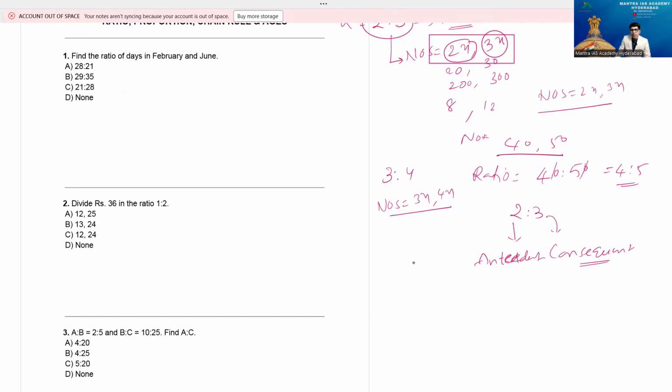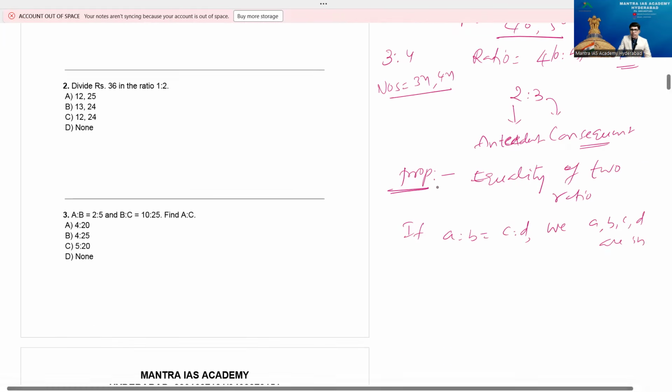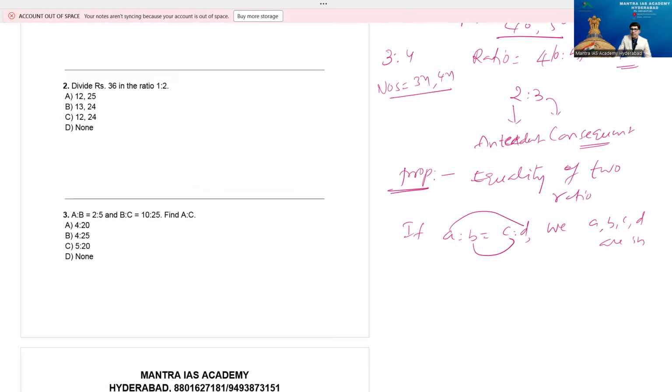So now, proportionality. What's the definition of proportionality? The equality of two ratios is called proportion. It implies if A is to B is equal to C is to D, we say that A, B, C, D are in proportion. The first and last terms, A and D, are known as the extremes, and the middle terms, B and C, are called the means.